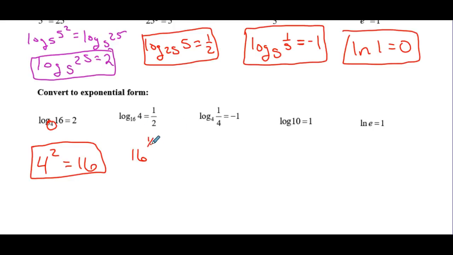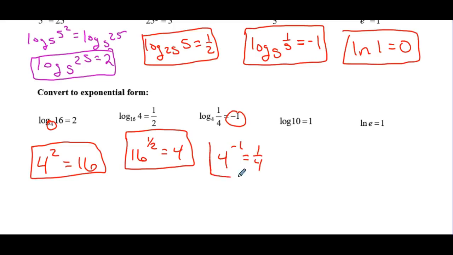16 to the 1/2 power equals 4. Again, identifying the base and then raising it, turning the equals into the exponent. So 4 to the -1 equals 1/4. All right. So again, this should seem pretty redundant a little bit. Let's go ahead and see if you can do these next two. All right. Pause the video and try these next two.